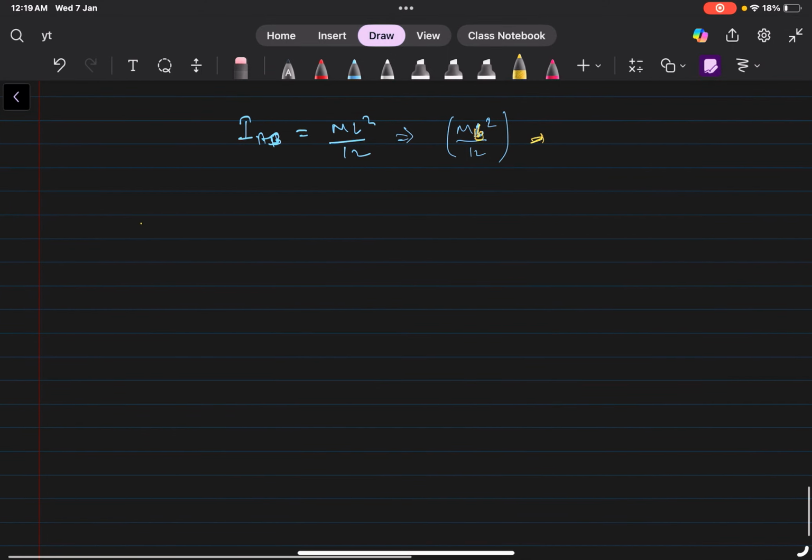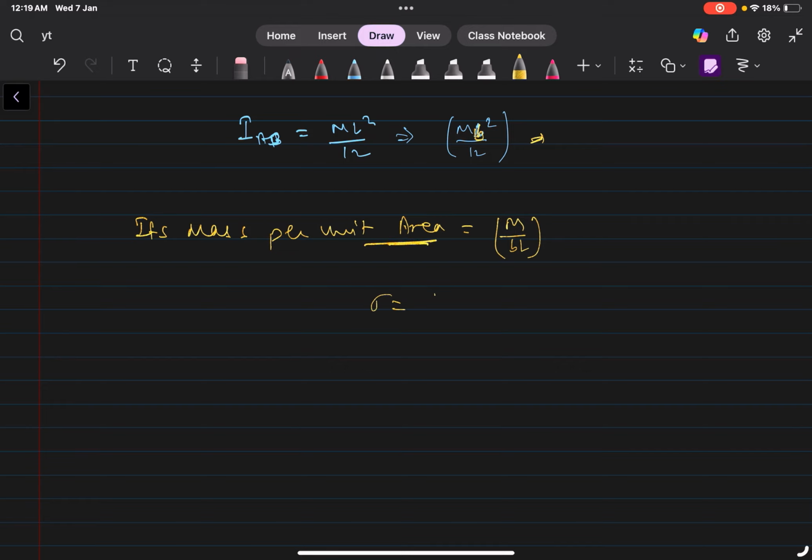First of all I am talking about its mass per unit area, that is m by b into L. How is it possible? Because it is the area. So this sigma is equal to mass by area, and the area of the rectangle is equal to b into L. B is the width and L is the length of the rectangle.